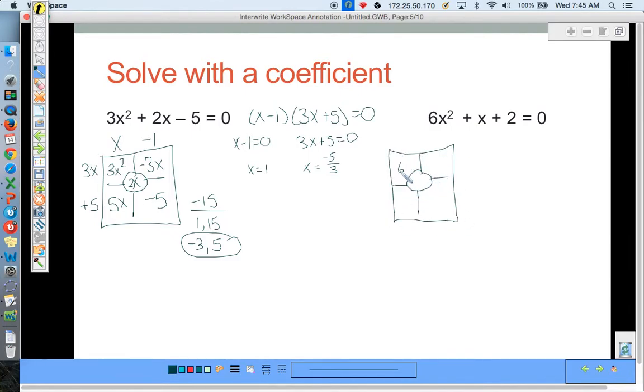So let's see here, we have 6x squared, x and 2. A times c, that's 12. So we have 12 and 1, 2 and 6, 3 and 4. Let's see, but we need it to be positive 12. Oh, let's see. 12 and 1, 6 and 2, 4 and 3. If we did 2 negatives, so I'm going to say this one is not factorable.